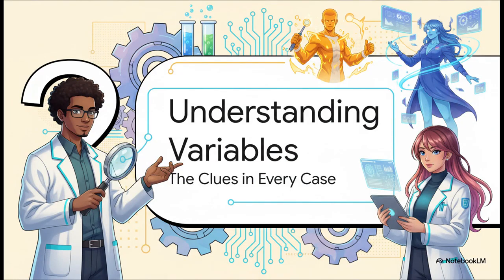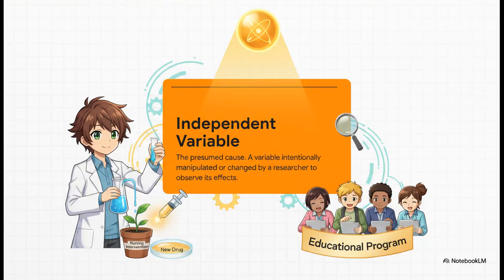Now, to really understand a research question, we have to identify two main types of variables. Think of them as the two most important clues in any investigation. You've got the thing that might be causing a change, and then you have the change itself. Let's meet our two key players. First up is the independent variable. This is our main suspect, the presumed cause.